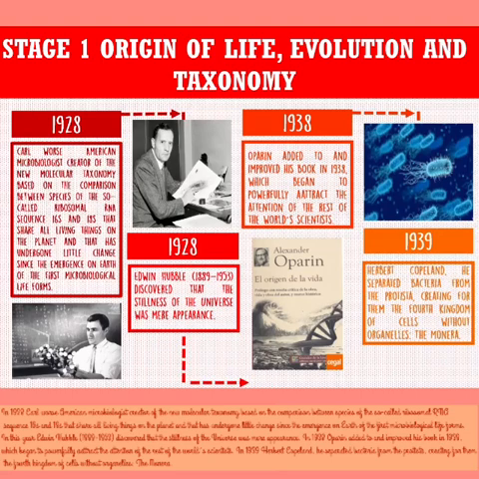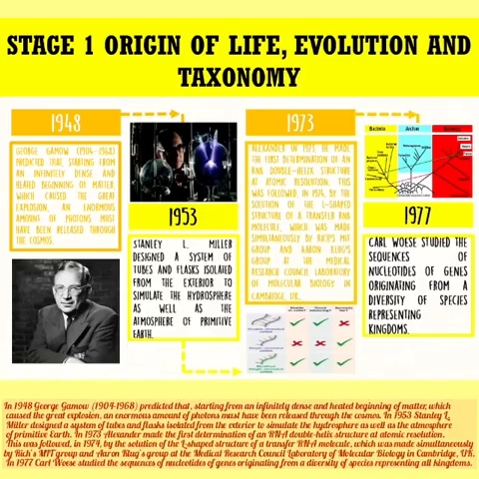In 1938, Oparin added to and improved his book, which began to powerfully attract the attention of the rest of the world's scientists. In 1939, Herbert Copeland separated bacteria from the protista, creating for them the fourth kingdom of cells without organelles, the Monera. In 1948, George Gamow predicted that, starting from an infinitely dense beginning of matter, which caused the Great Explosion, an enormous amount of photons must have been released through the cosmos.